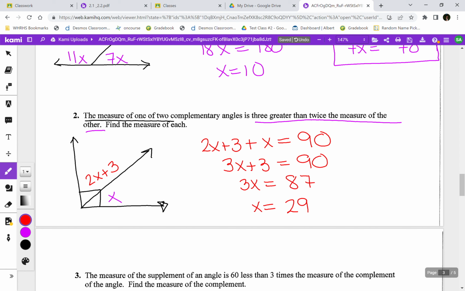Find the measure of each angle. Well, the first angle is just x, so that's 29 degrees. So what is the second angle going to be? You got it, 61 degrees. Is 61 plus 29 90? Yeah, should it be 90? If it didn't add to 90, what would that tell you? You did something wrong, right? You did something wrong.